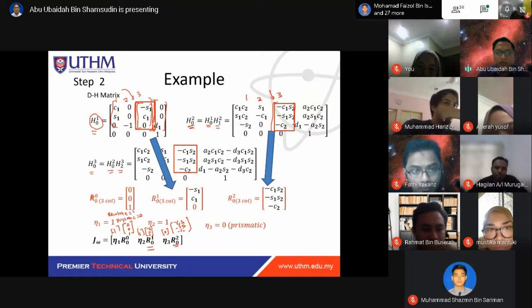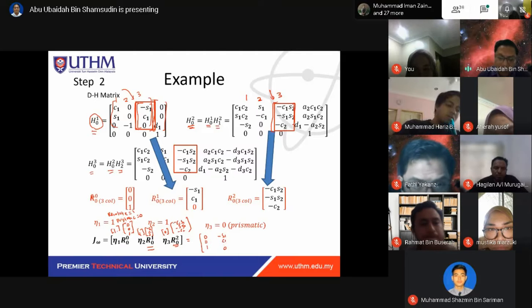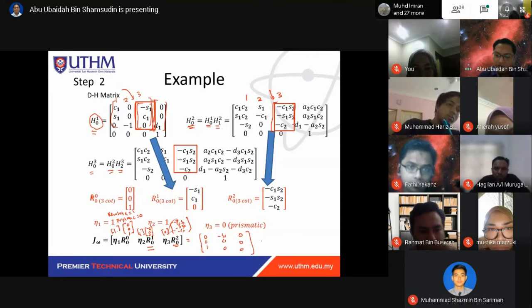Okay, if I multiply this one with this one, what will I get? 1 times 0, 0, 1, we will have 0, 0, 1. Okay. 1 multiply with negative sine 1, cos 1, 0, I will have negative sine 1, cos 1, 0. 0 multiply with 0, I will get 0, 0, 0. So finish. This is my J omega.